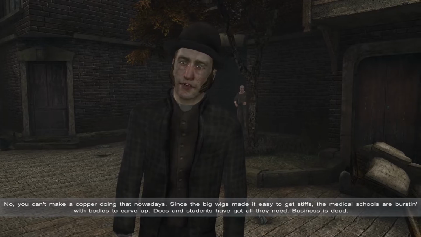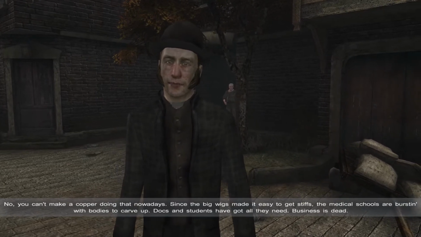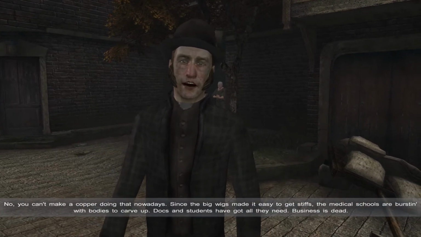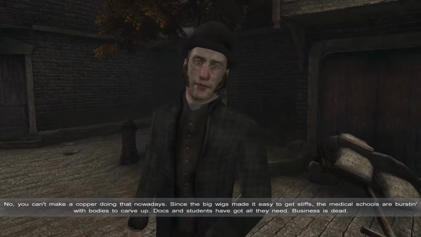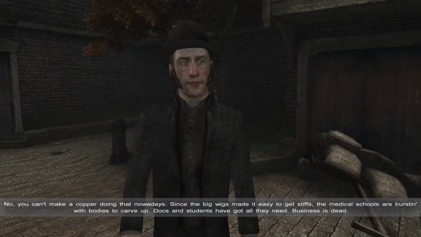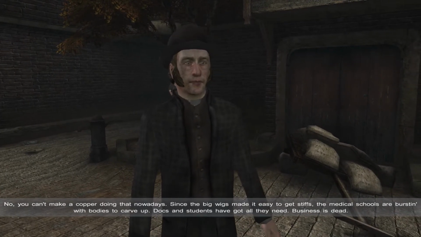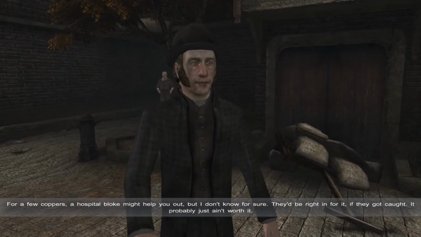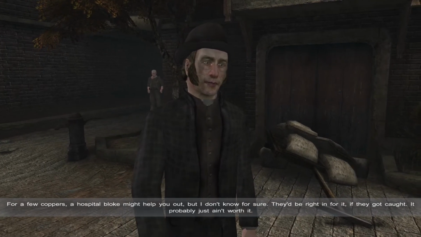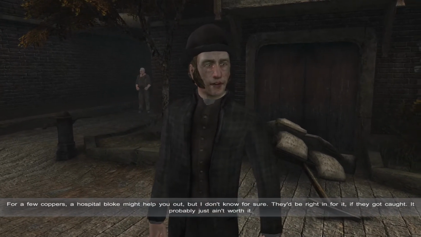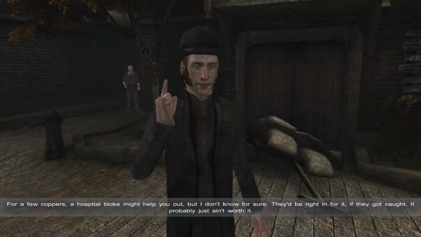No, you can't make a copper doing that nowadays. Since the bigwigs made it easy to get stiffs, the medical schools are bursting with bodies to carve up. Docs and students have got all they need. Business is dead. For a few coppers, a hospital bloke might help you out, but I don't know for sure. They'd be right in for it if they got caught. It probably just ain't worth it.